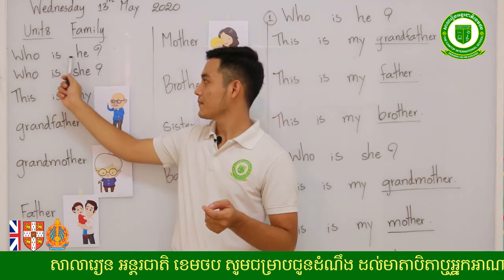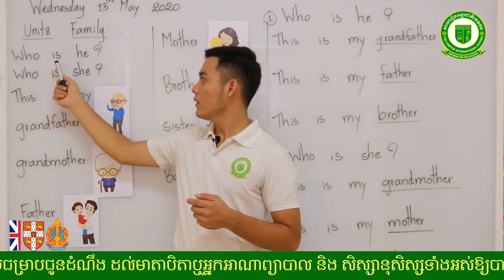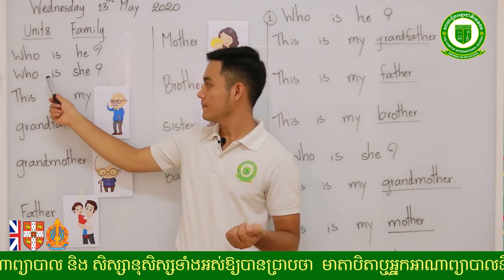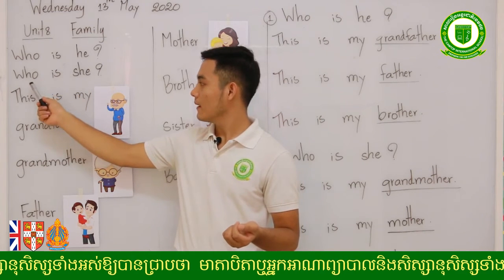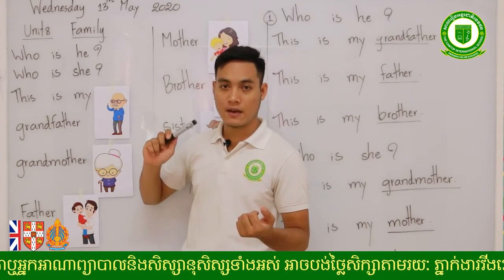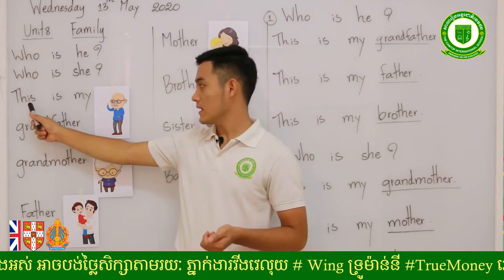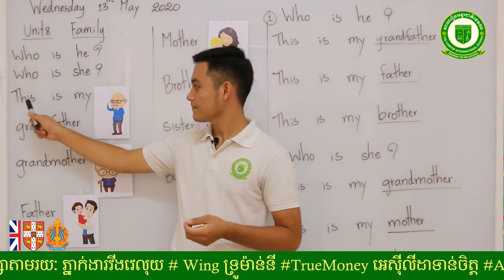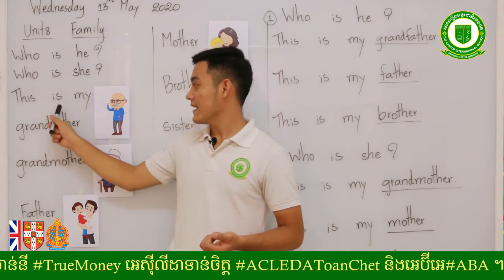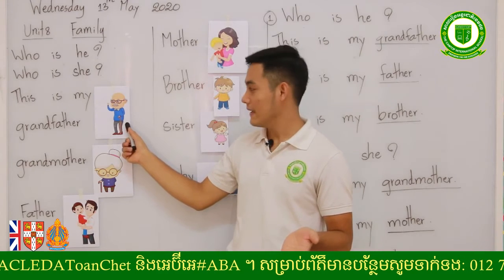Okay, let's read this. 1, 2, 3. Okay, who is he? Who is he? The next one is, okay, read it. Who is she? Who is she? Okay, very good. And what is this? Okay, start. Chai. This is my. You're right.